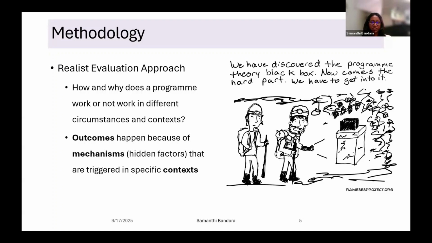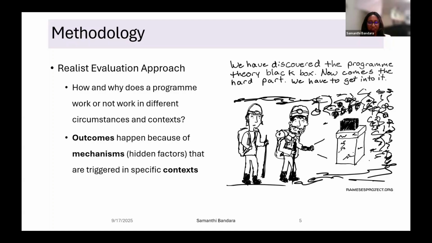So what is context? That refers to the conditions and environment in which an intervention is implemented. This includes social, cultural, institutional, and individual factors. And this methodology was developed by Pawson and Tilley. Now, they have mentioned three I's. Those are individual, interpersonal relationships, institutions, and infrastructures. Those are the three I's that relate to context.